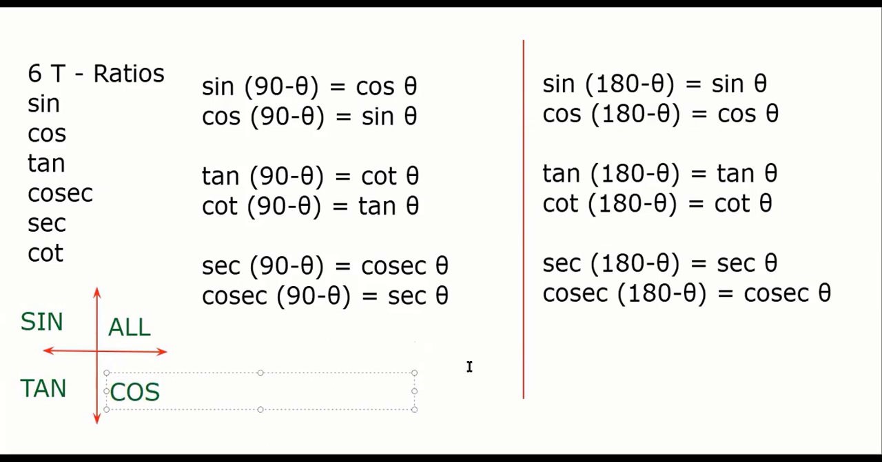With first quadrant everything is positive. Second quadrant sine and cosec are positive. Third quadrant tan and cot are positive. Last quadrant cos and sec are positive. And that is the important thing. Means what?